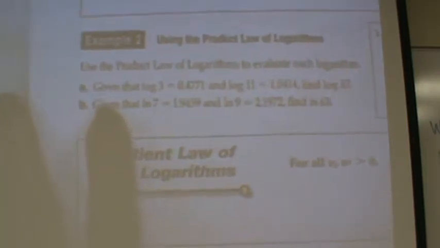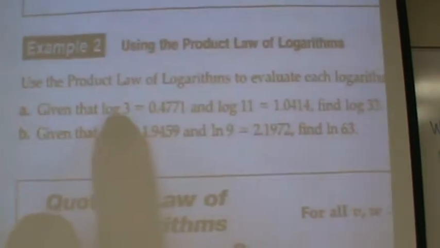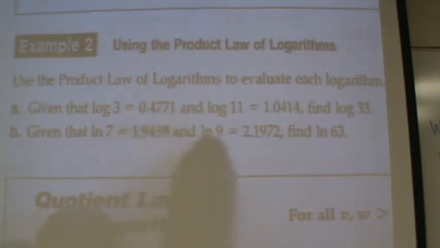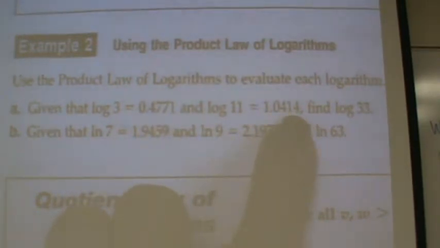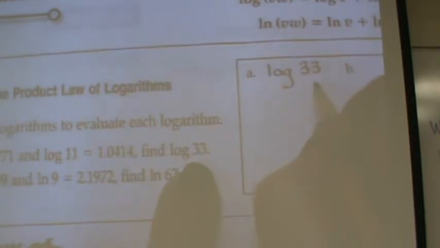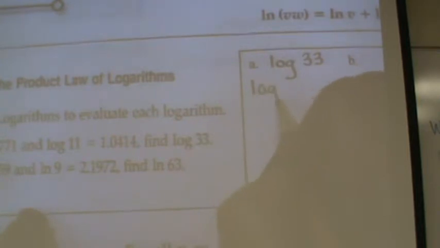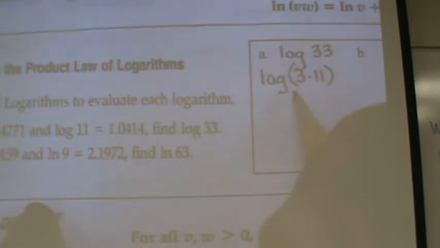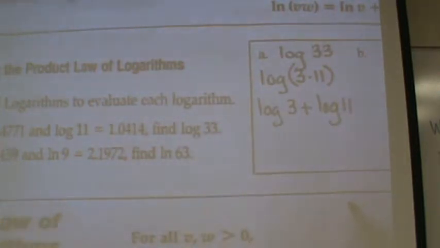A says, given that the log of 3 is 0.4771 and the log of 11 is 1.0414, how can you get the product, using the product rule, the log of 33? How can you get a product to be 33 using a 3 and an 11? Well, the log of 3 times 11. So now, how do you figure this out? You're going to do the log of 3 plus log of 11. So all you're doing is adding those 2 decimal numbers.